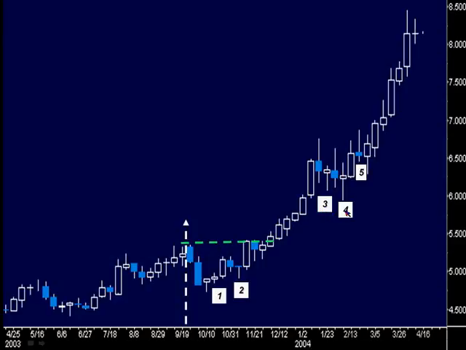Then we have examples 3, 4, and 5. Again, we draw a resistance line here above the previous high, and you can see here, once again, the market does not close beneath the low of Doji 3, 4, or 5. In fact, Doji 5 pushes higher. So that just shows you this is another continuation signal.